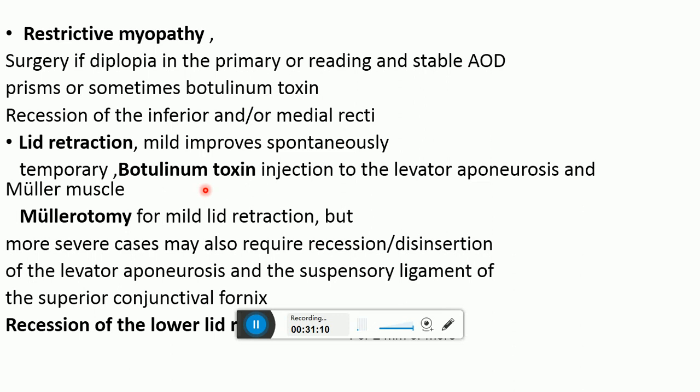Muellerotomy, disinsertion of Mueller muscle, is effective for mild lid retraction, but more severe cases may also require recession, disinsertion of levator aponeurosis and suspensory ligaments of the superior conjunctival fornix. Recession of the lower lid retractors with or without hard palate graft can be used when the retraction of the lower lid is 2 mm or more.